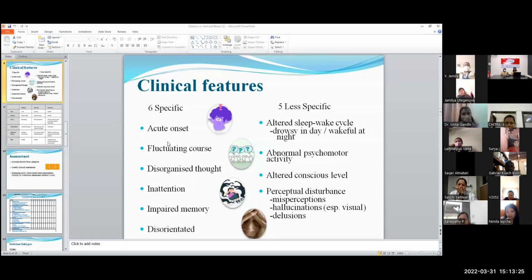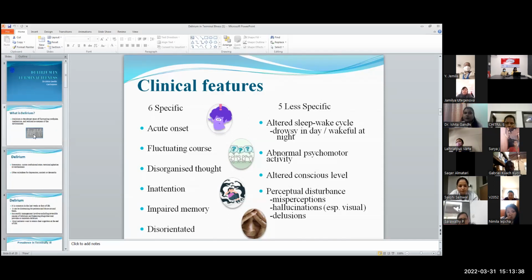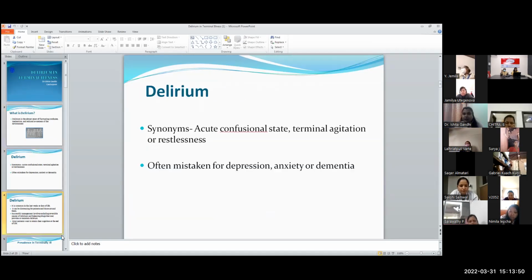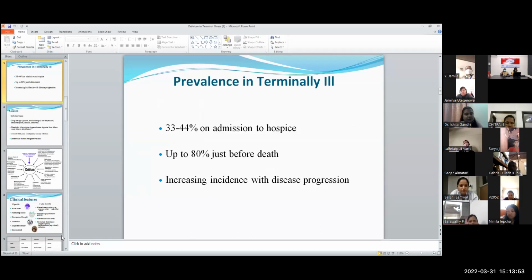Thank you. Okay. Coming to the clinical features. Now, before you read the clinical features given on the screen, I wanted to go back to the definition we had discussed. What was delirium? It was abrupt onset of fluctuating confusion, inattention, and reduced awareness of the environment. If you remember this, then finding the clinical features is very easy.